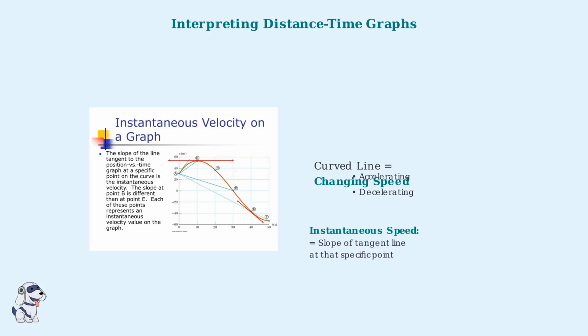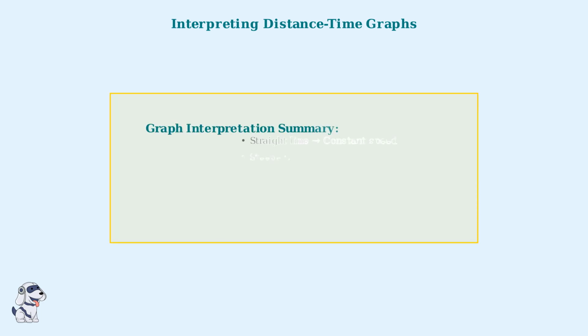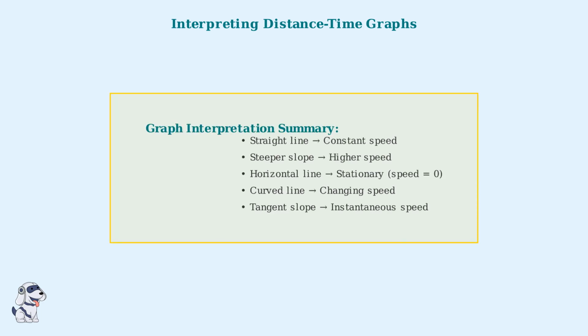To find the instantaneous speed at any point on a curved line, we analyze the slope of the tangent line at that specific point. The steeper the tangent, the higher the instantaneous speed. Remember these key patterns. Straight lines mean constant speed, steeper slopes mean higher speeds, horizontal lines mean the object is stationary, and curved lines indicate changing speed with acceleration or deceleration.